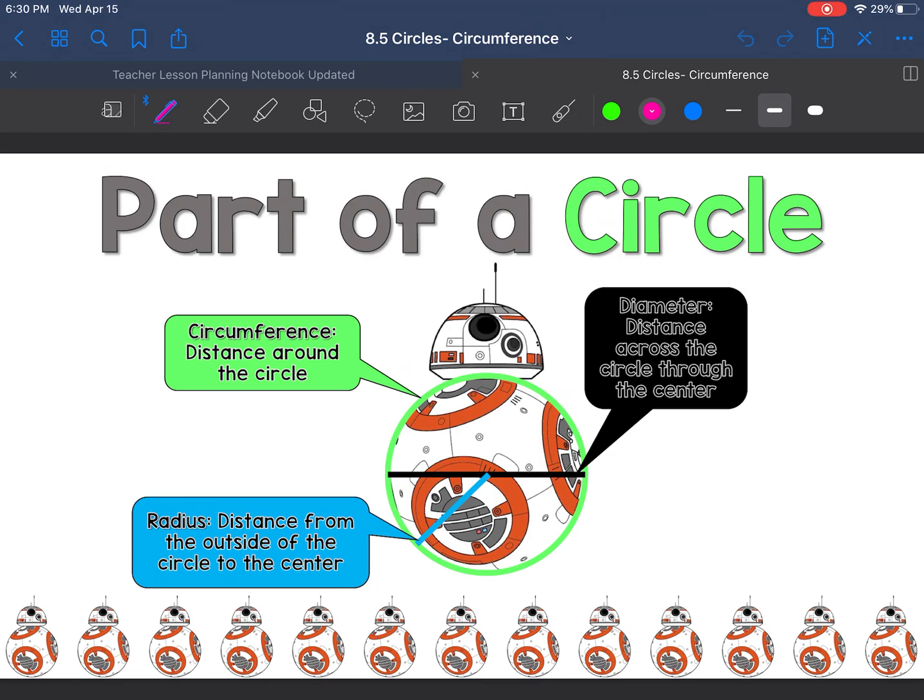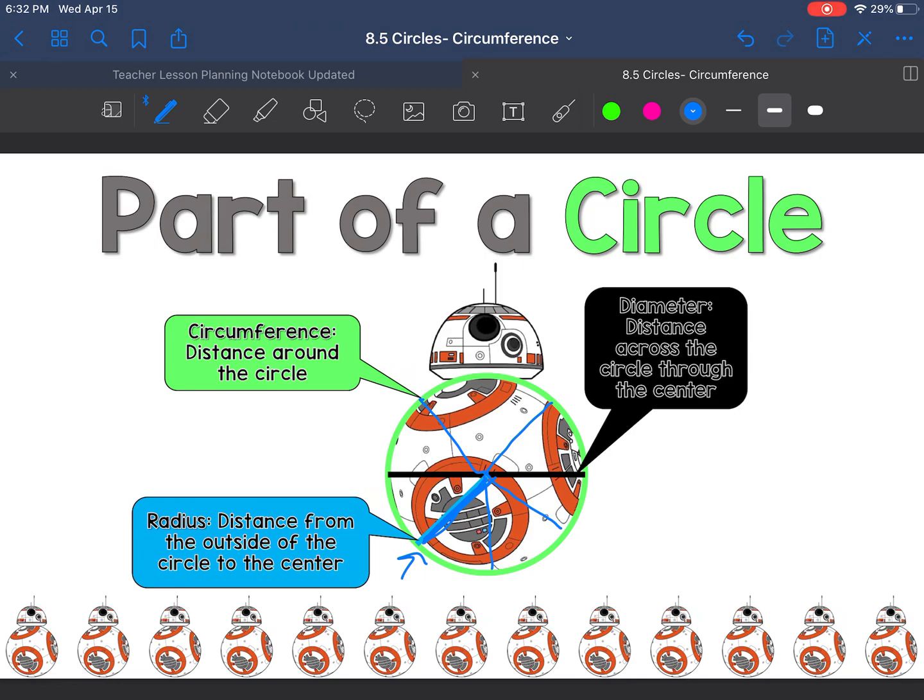Next, we have the radius. The radius is the distance from anywhere outside the circle to the center of the circle. So right here, I have this blue radius line, and I can have a radius anywhere within the circle. So let me make some more radiuses. Let's put one here, one here. You might realize that the radius kind of looks like pizza slices, right? Or pie slices. So the radius is any point from the center of the circle to the outside of the circle. The diameter, that's the line that goes all the way across.